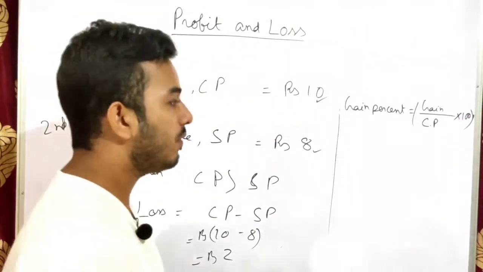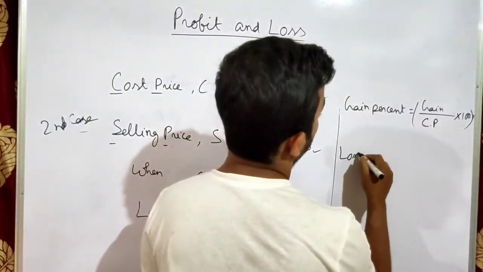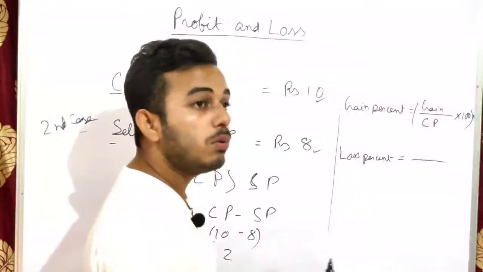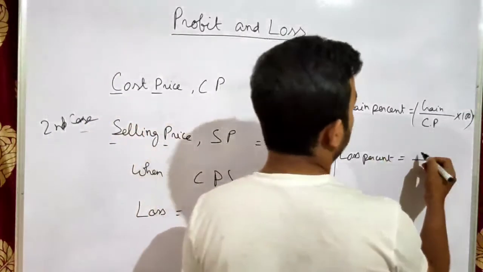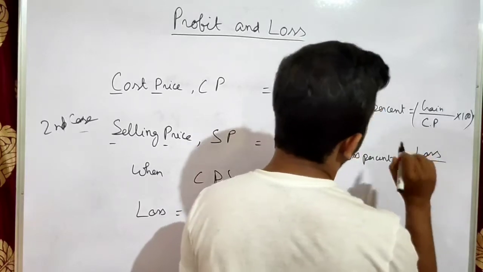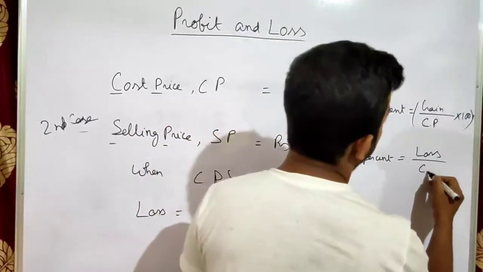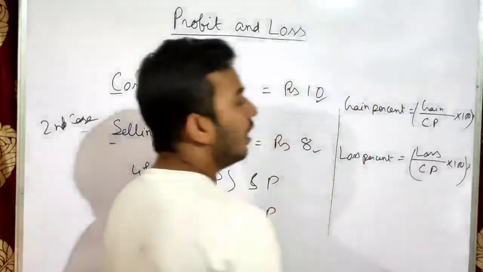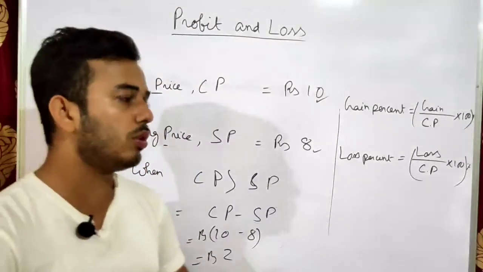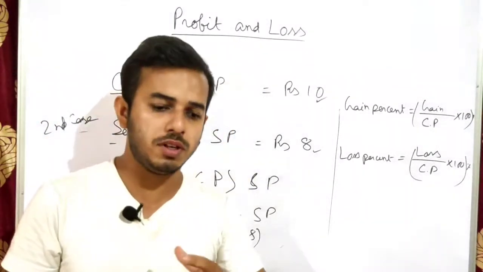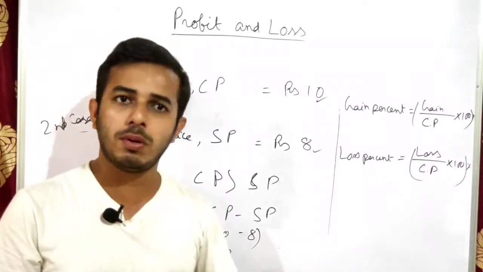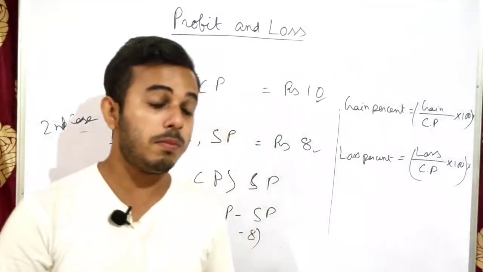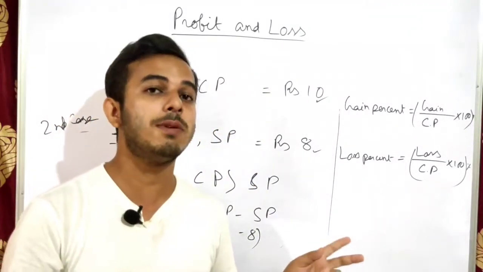Similarly, loss percent also we can find out. Loss percent will be the same. In loss we have a decrease, isn't it? So it will be loss by original value. Original price was what? CP, isn't it? CP into 100, okay. You can compare it with your marks obtained in an exam, okay. Marks obtained by total marks into 100, finished, okay. I hope it will be better if you compare with the increase value and the decrease value, okay.